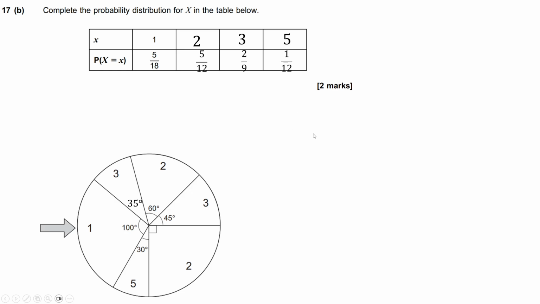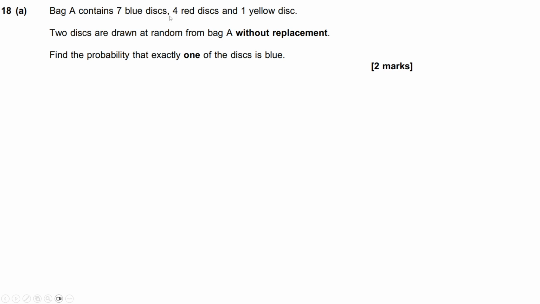A bag contains 7 blue discs, 4 red discs, and 1 yellow disc. 2 discs are drawn at random without replacement.